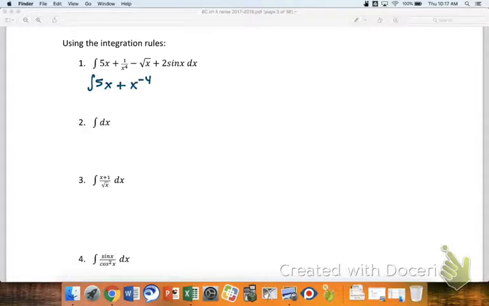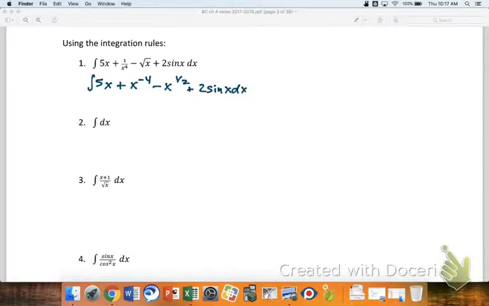You'd be surprised how many times I see perfectly good math students rewrite that as like x to the 1/4. Treat it almost like it's a radical, but it's just x to the negative 4. The next one is a radical, right? So it's going to be minus x to the 1/2. And then I'll just leave that plus 2 sine of x as is.